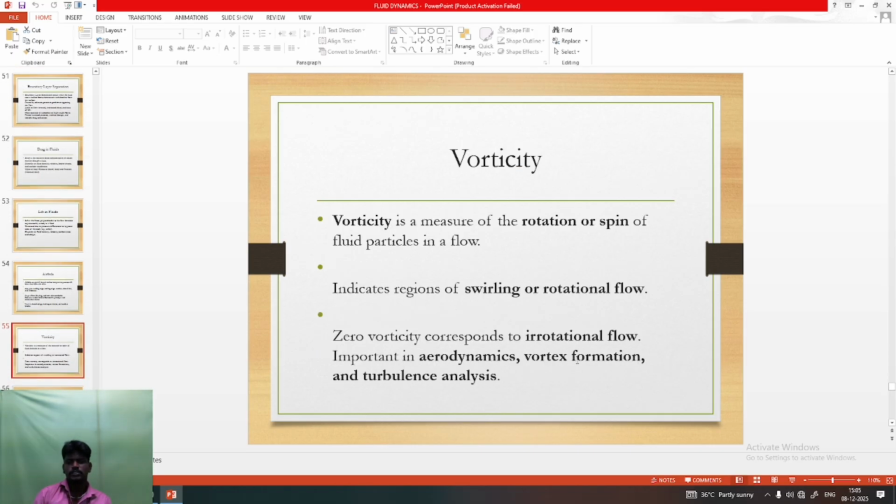Then what is vorticity? Vorticity is a measure of the rotation or spin of the fluid particles in a flow. It indicates regions of swirling or rotational flow. Zero vorticity corresponds to irrotational flow. It is important in aerodynamics, vortex formation and turbulence analysis.